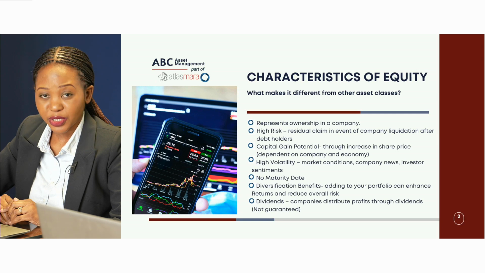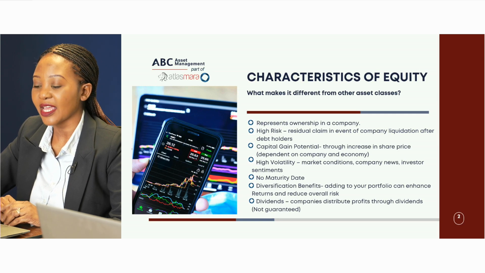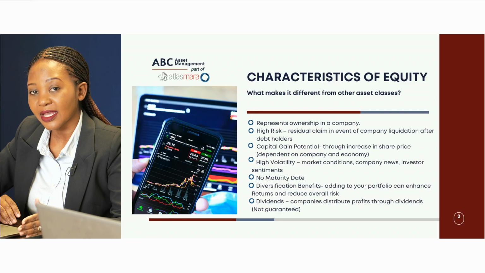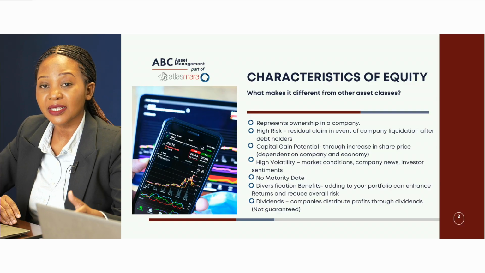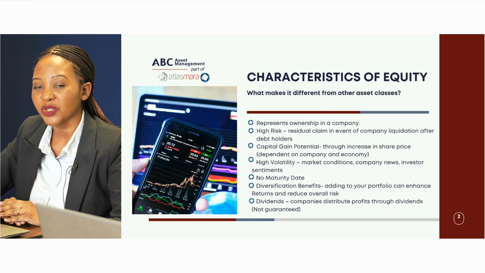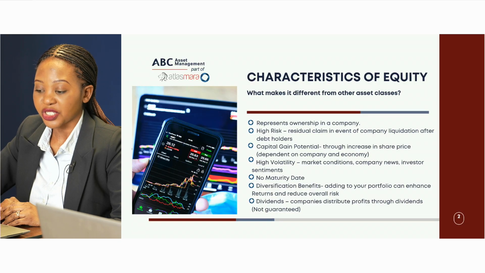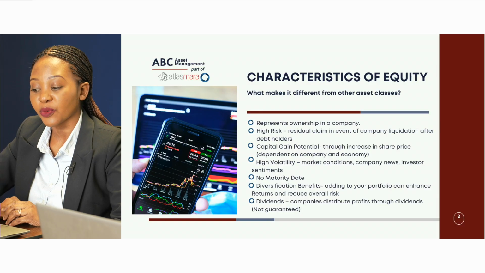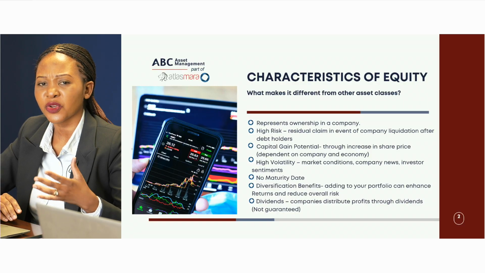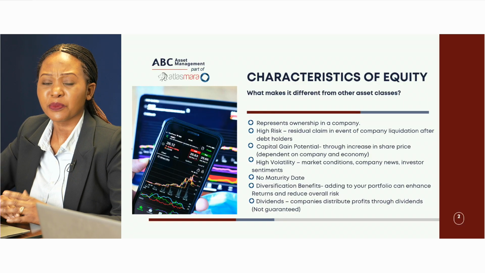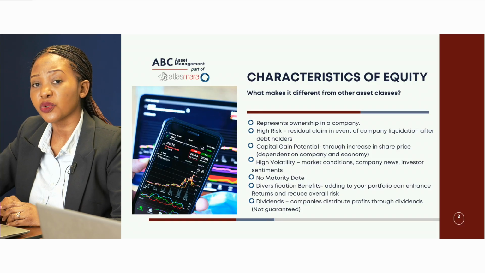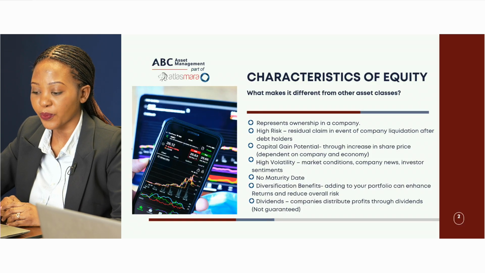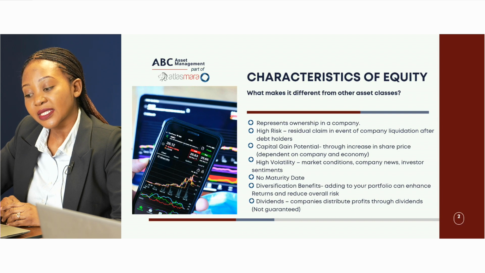Equity also has no maturity date, that I must mention. If you have a fixed deposit today, be it for 6 months or 365 days, it will have a maturity date. However, equity is only realized once you decide to sell your shares. Equity also gives you diversification benefits, adding to your portfolio to enhance returns and manage risk. So if you already have a portfolio in fixed income and property as well, equity would also be good to diversify your portfolio.